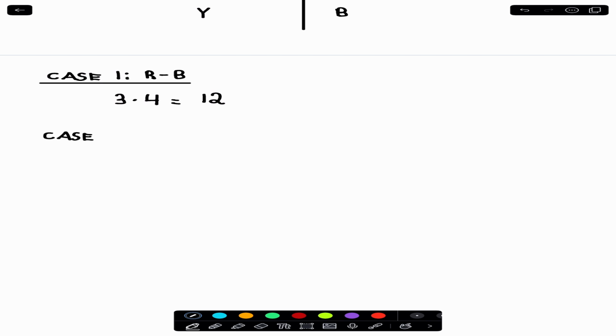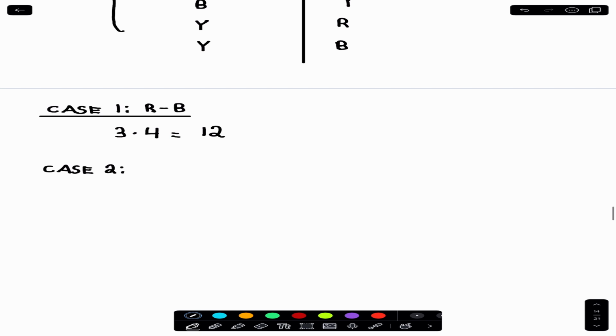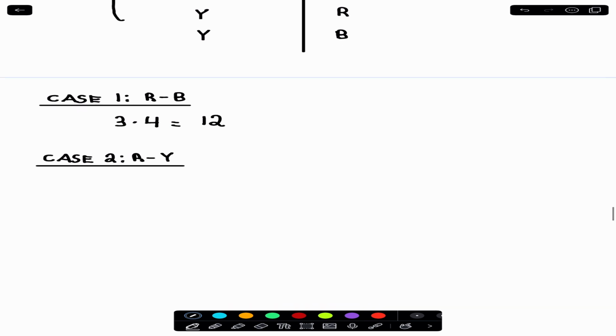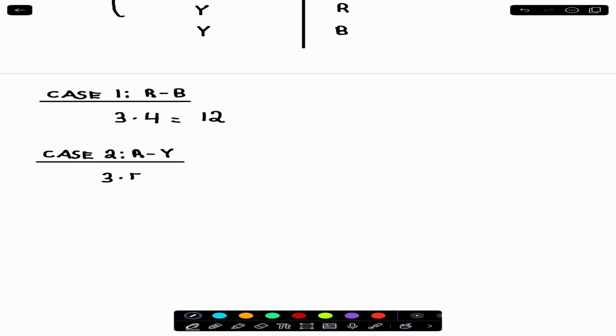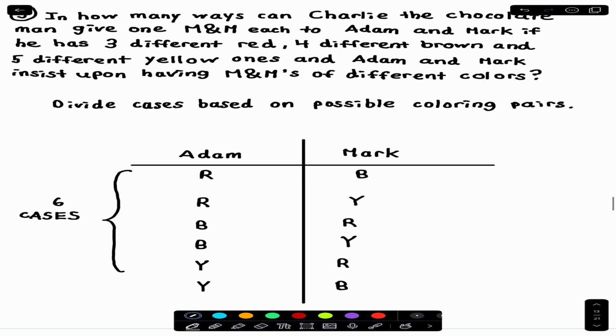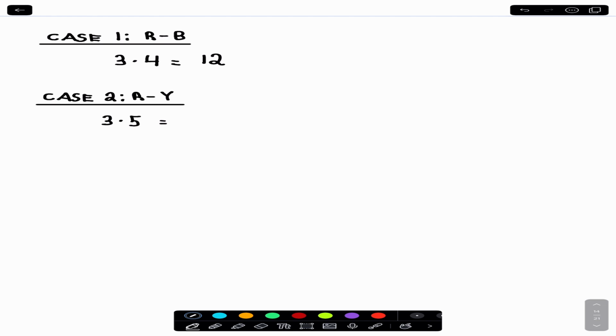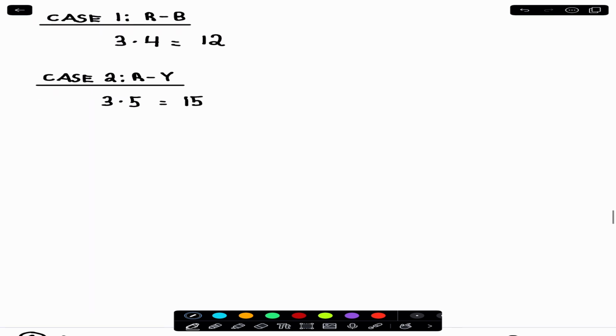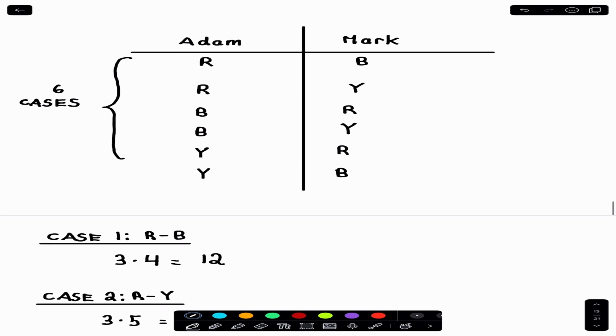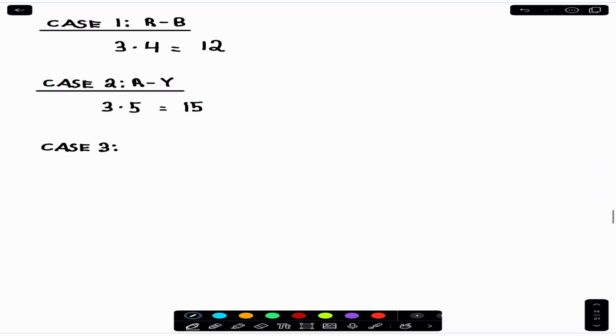Let's cover case number 2, which is RY. So red for Adam, yellow for Mark. Again, there are 3 different red M&Ms, and I believe the question said there were 5 different yellow ones. Yes. This means there are 15 possible combinations. Case number 3 is the brown-red combination.